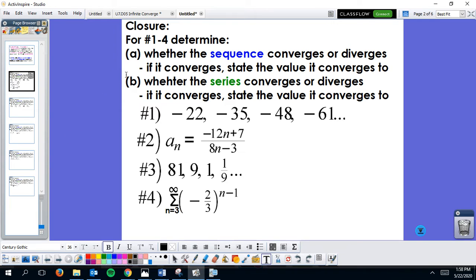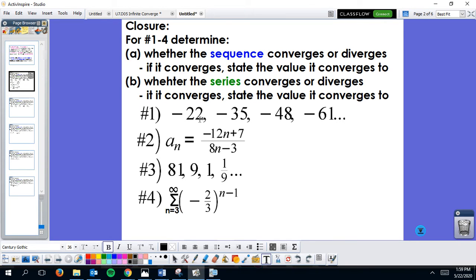Okay, so part A says determine whether the sequence converges or diverges, and if it converges, what does it converge to? And then the series, same thing. So if you look at these 4, the first one is a list, the second one's an equation, the third one's in a list, and the fourth one is in the form of a sum. So you can take any of these and turn them into a sequence or series.